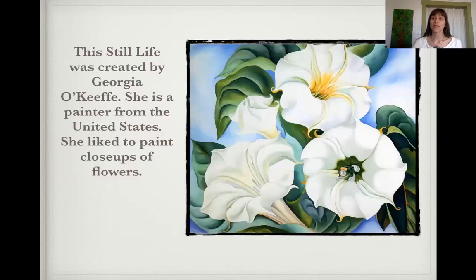This still life was created by Georgia O'Keeffe. She's a painter from the United States. She likes to paint close-ups of flowers. She got so close to these ones, I think you can almost smell them.